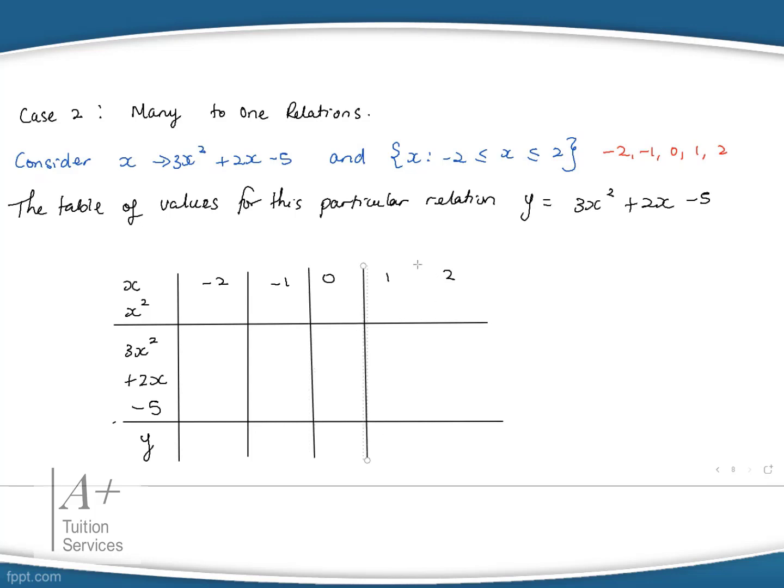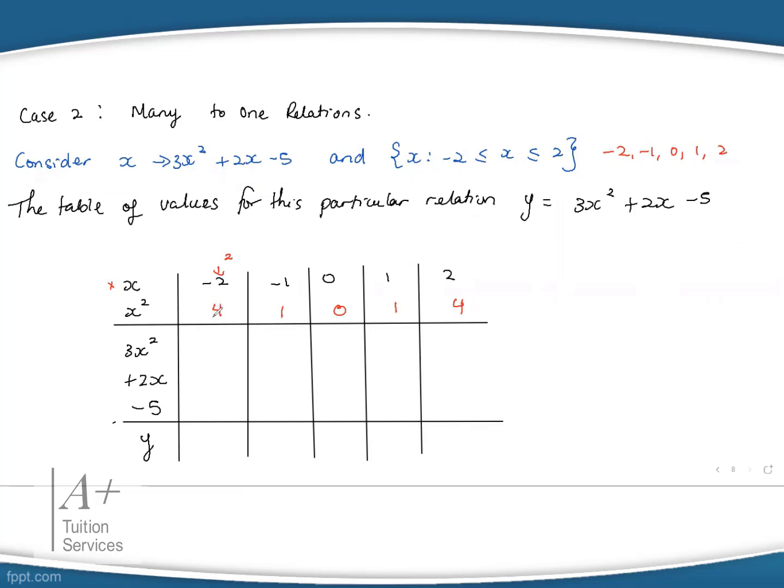Again, it's not neat, but I'm trying my best. Right, so to get the x squared value, we need to square these numbers. Minus 2 by minus 2 will give me 4. Negative 1 by negative 1 will give me 1. 0 remains 0. 1 by 1 is 1, 2 by 2 is 4. I'm not going to use these values; I'm just squaring them to get the x squared value.